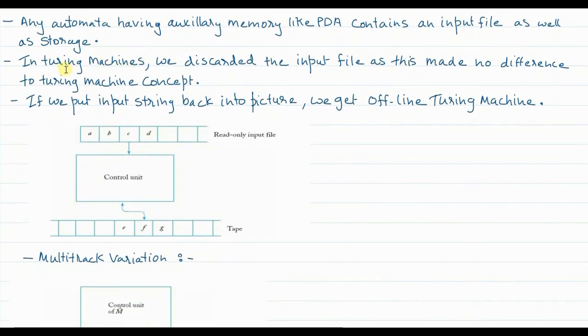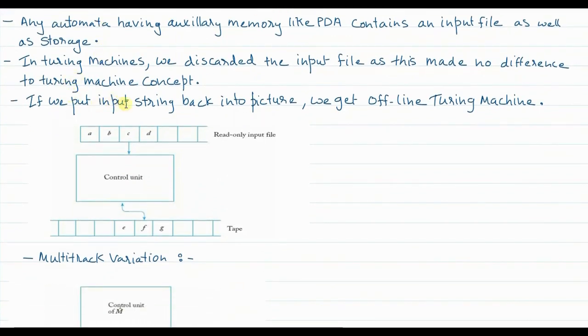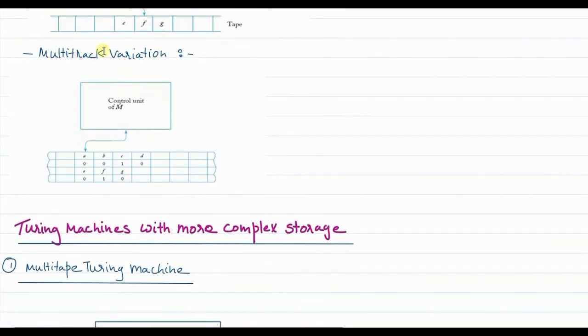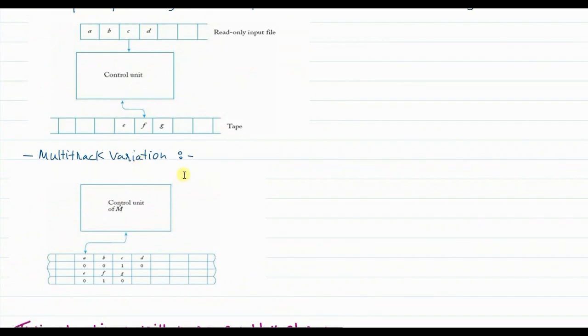So in short, in Turing machines we discarded the input file earlier because we came to know that this made not much difference to the Turing machine concept. However, in the offline Turing machine we put the input string back into the picture, and this is the offline Turing machine. Now when you go to the multi-track variation of it, exactly the same thing will happen. There will be an input string. So this will be your input string.